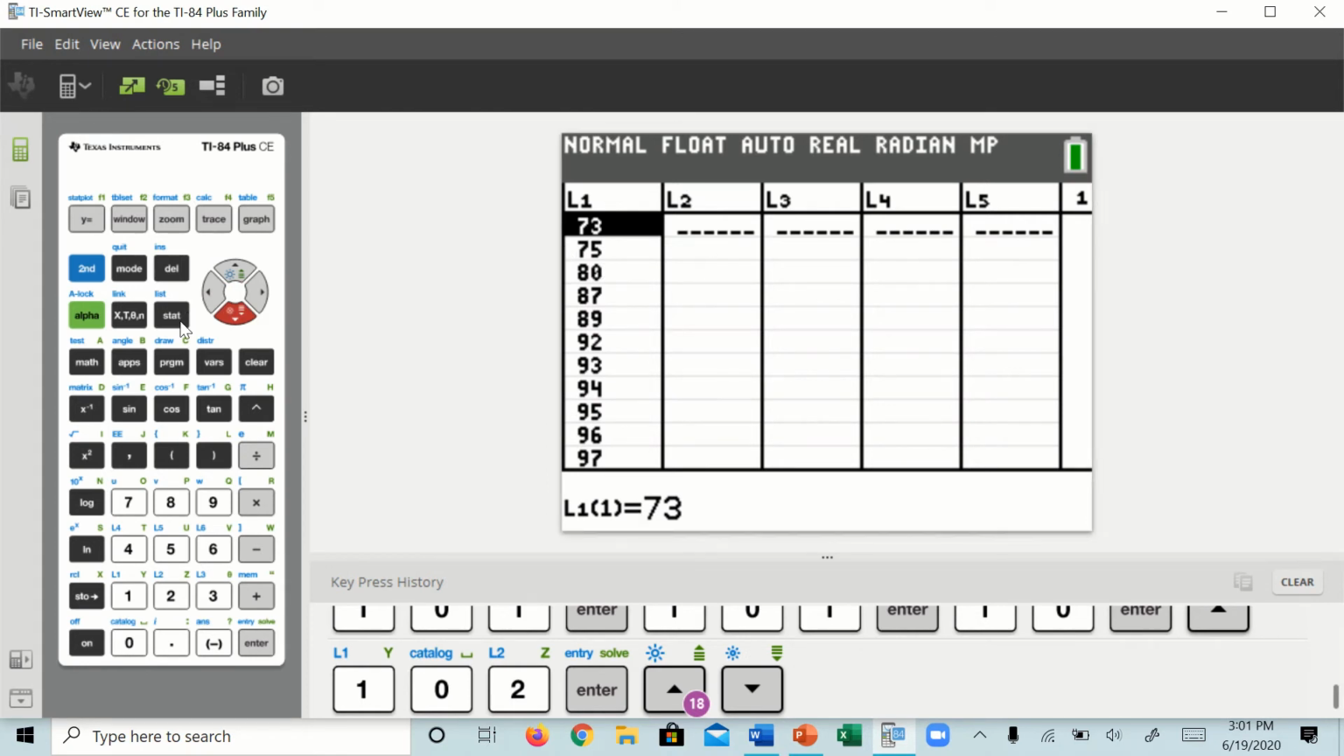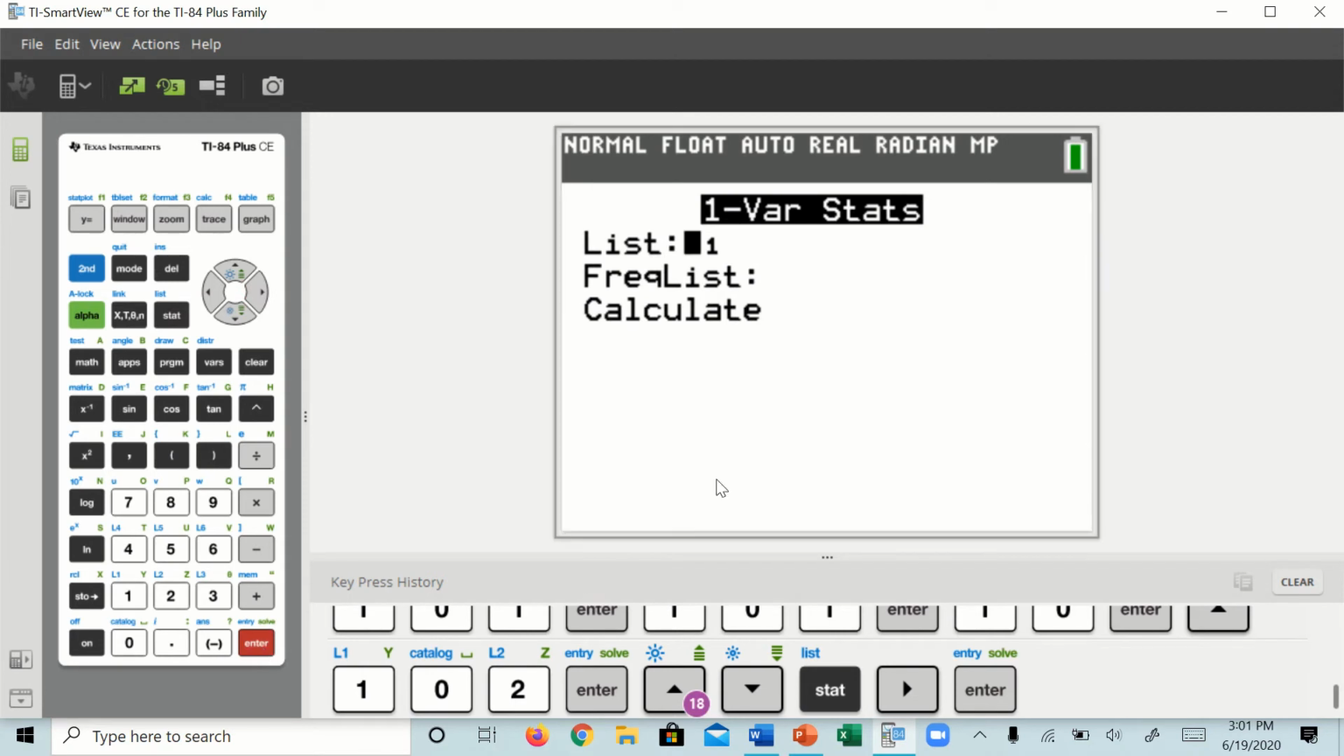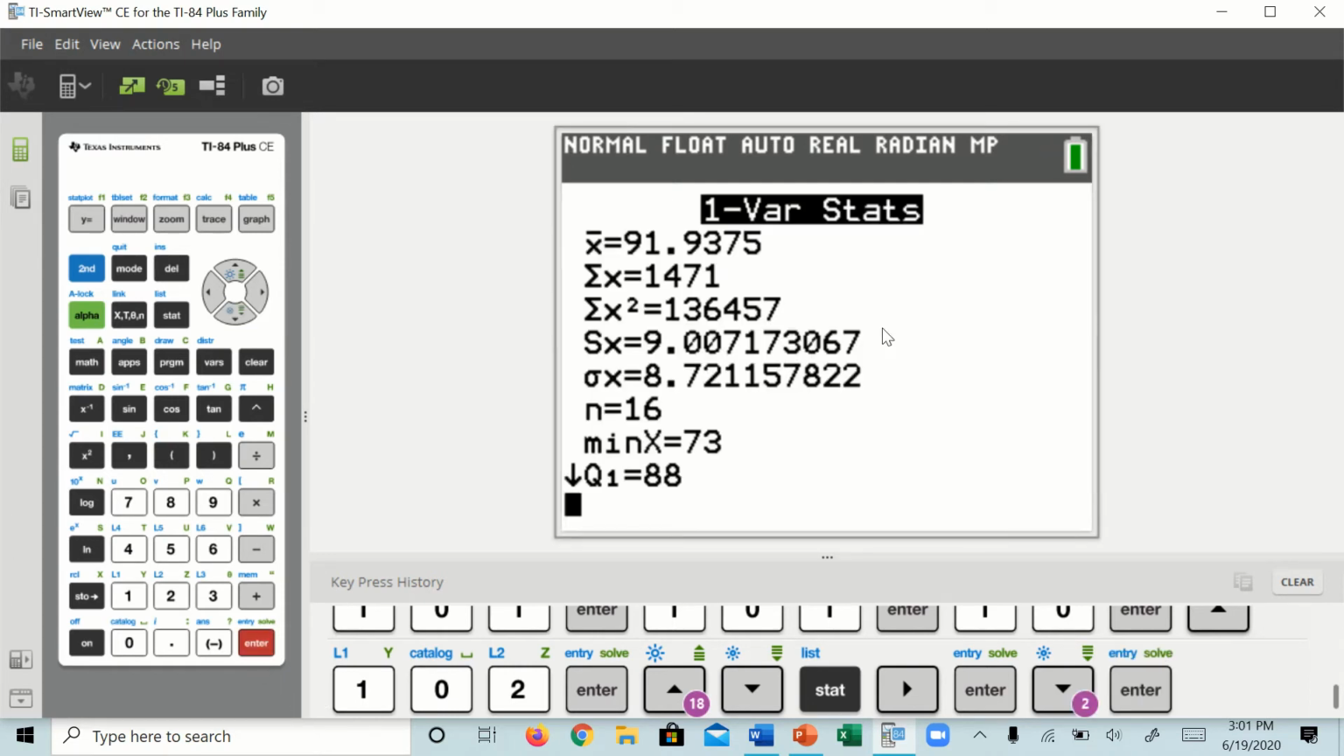So after you type everything in, right, we want to go to Stat, over to Calc, 1-Var Stats. We only have one list, so list is L1, good. FreqList is blank because we don't have a second list. So then we just hit enter to calculate.